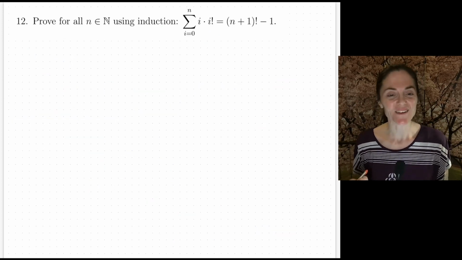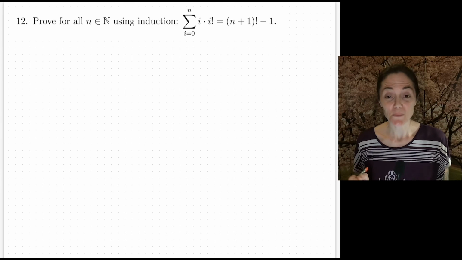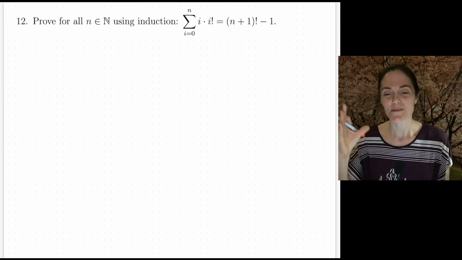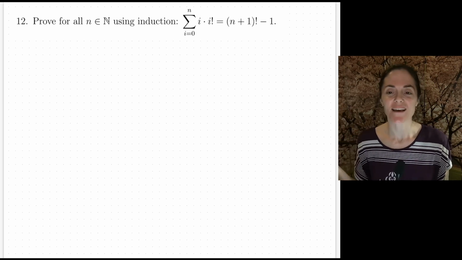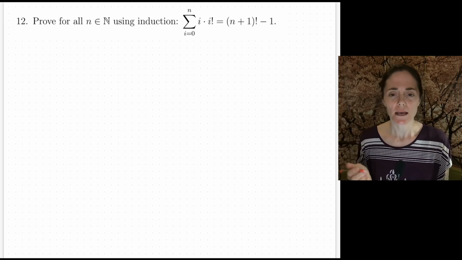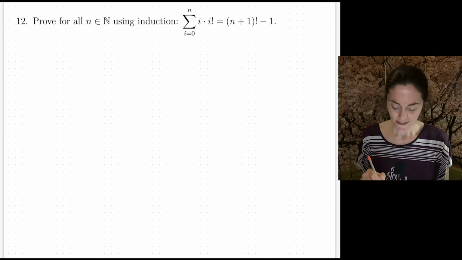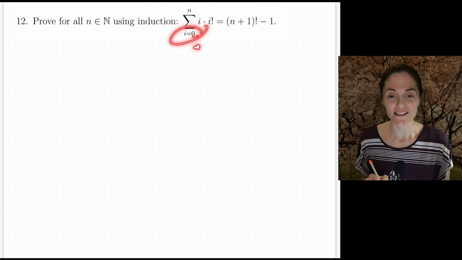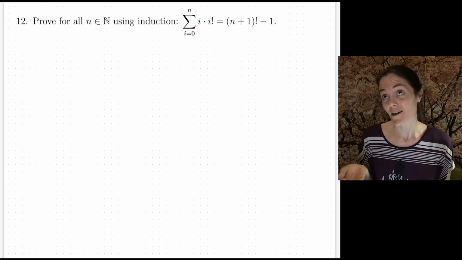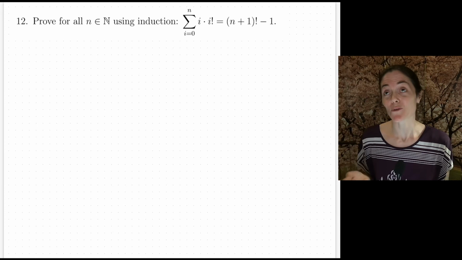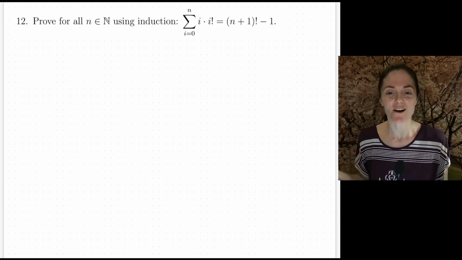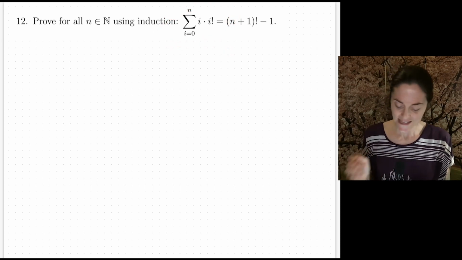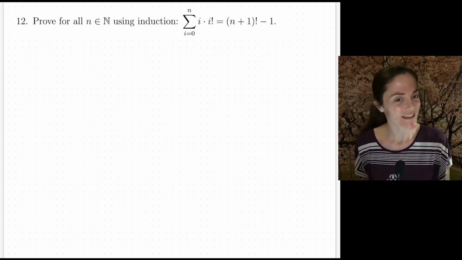Number 12. We want to prove that if you add from i = 0 to n of i times i factorial, we get (n+1) factorial minus 1. Just as a comment, you could very easily start this sum at 1, because 0 times 0 factorial is 0 times 1, which is 0. So the 0th term in this sum is 0 anyway, but it's also correct as written.